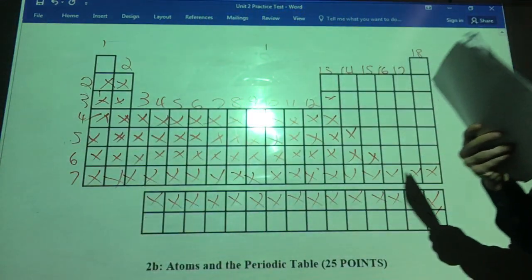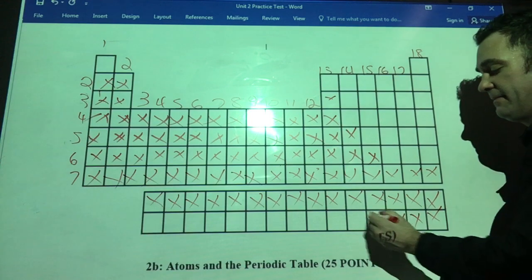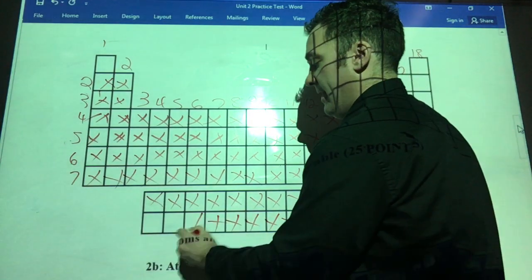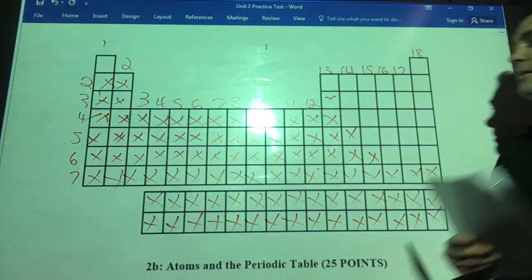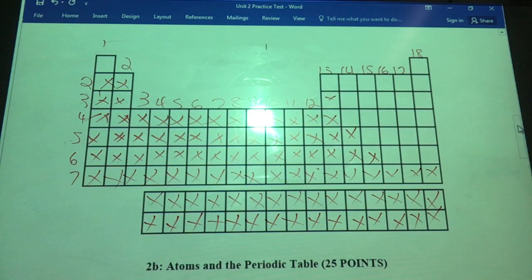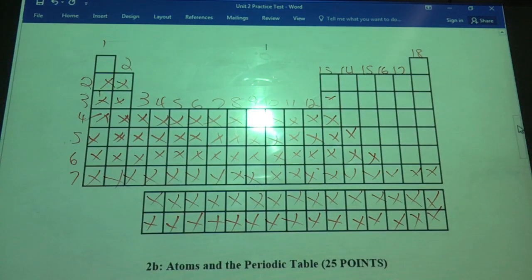And then it says including the actinides. These are the actinides. So it's kind of a headache, but it teaches you a great lesson because metals act a certain way. So it's good if you know how metals work.